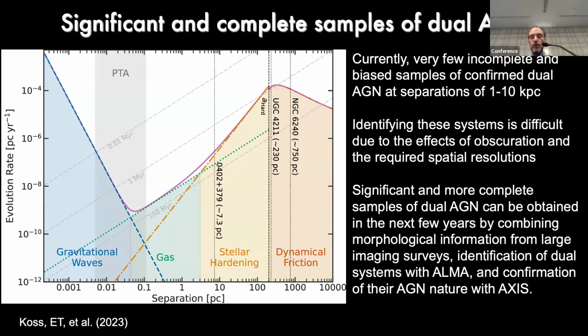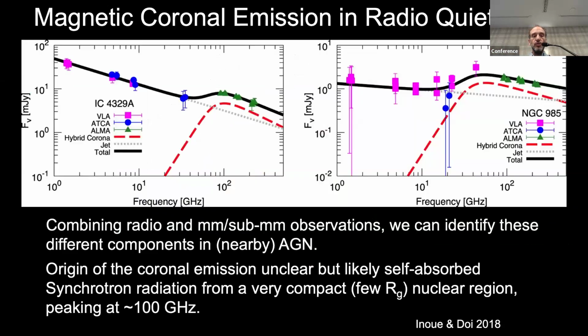So the main topic of this talk and what I want to present today is how we can use ALMA to identify very, very strong, very confident candidates for dual AGN systems that then we can confirm with AXIS. And the way to do that is through the millimeter continuum emission from AGNs that is detectable with ALMA. Now, here I'm not talking about radio loud AGNs.